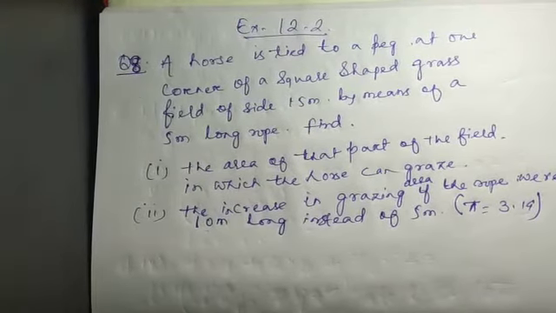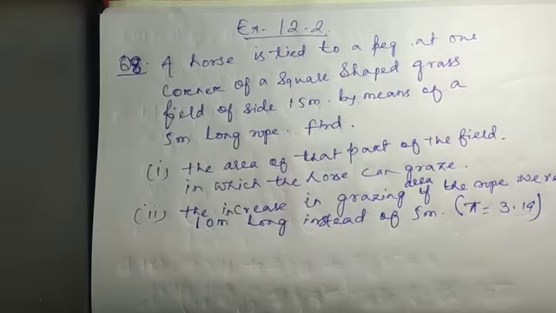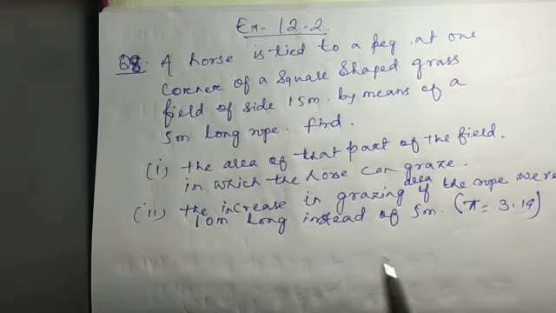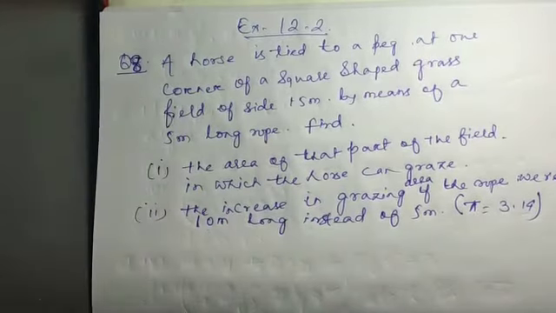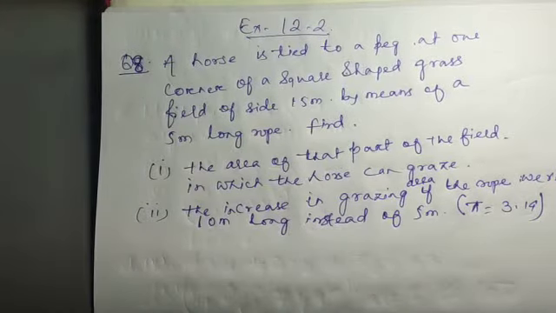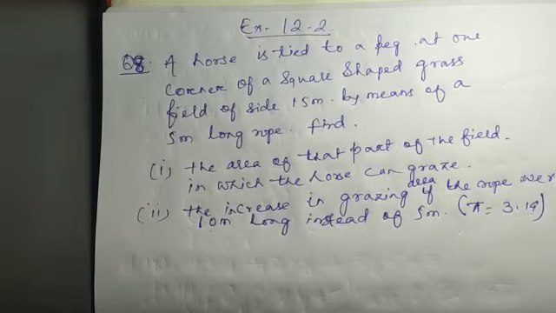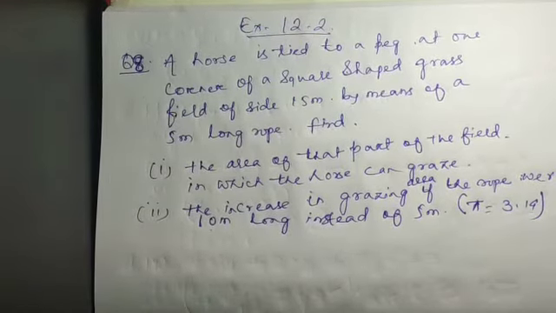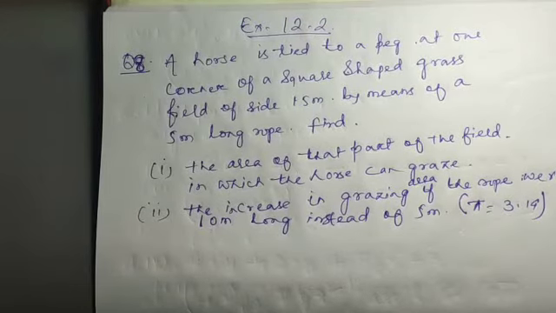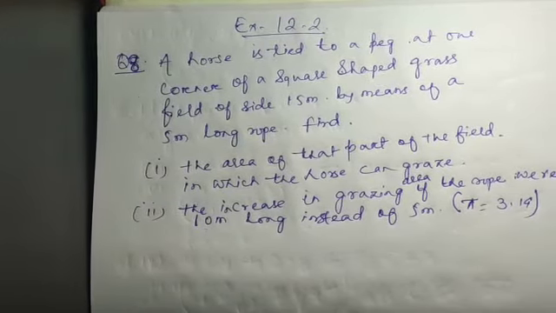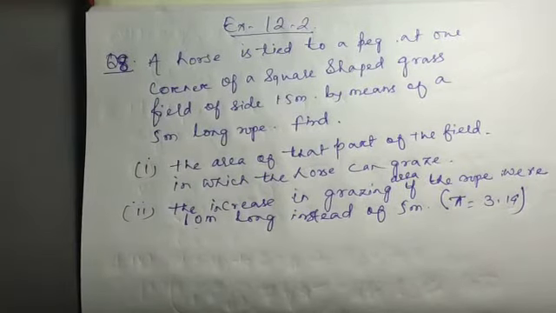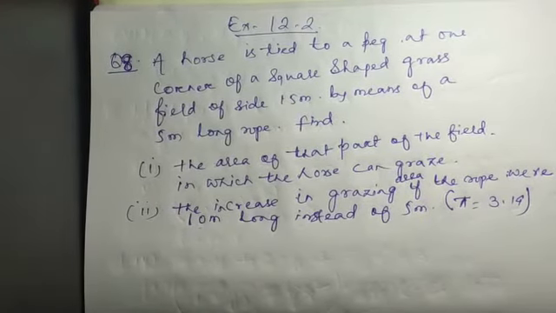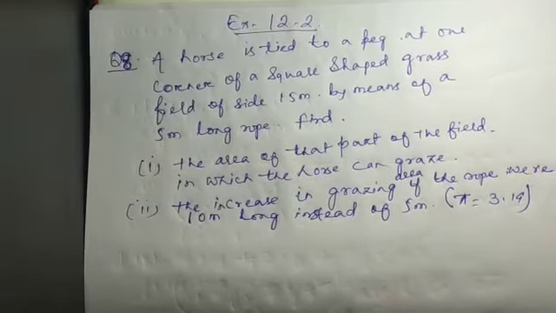So here we are with question number 8, the next question. Let's see what the question says. A horse is tied to a peg at one corner of a square-shaped grass field of side 15 meter by means of a 5 meter long rope. Find the area of that part of the field in which the horse can graze. And number 2, the increase in grazing area if the rope were 10 meter long instead of 5 meter. Okay, let's do one by one.